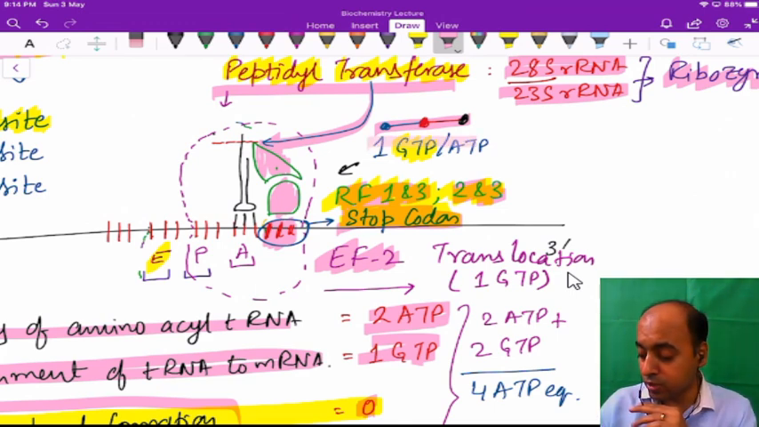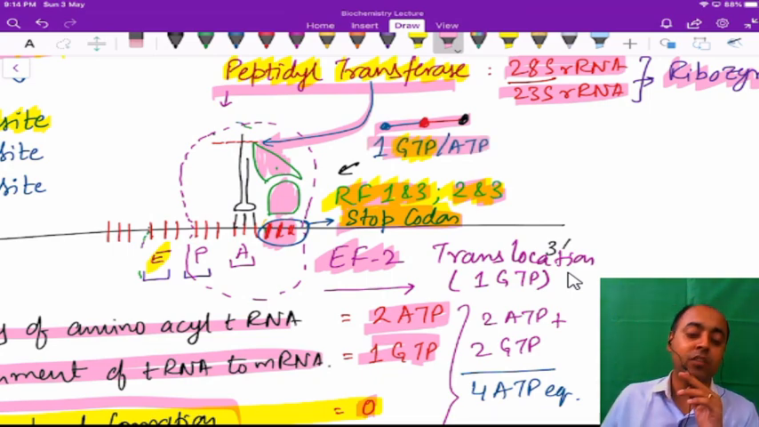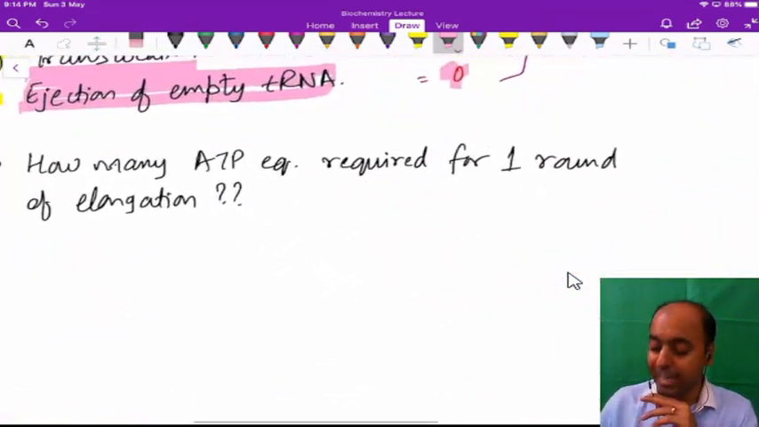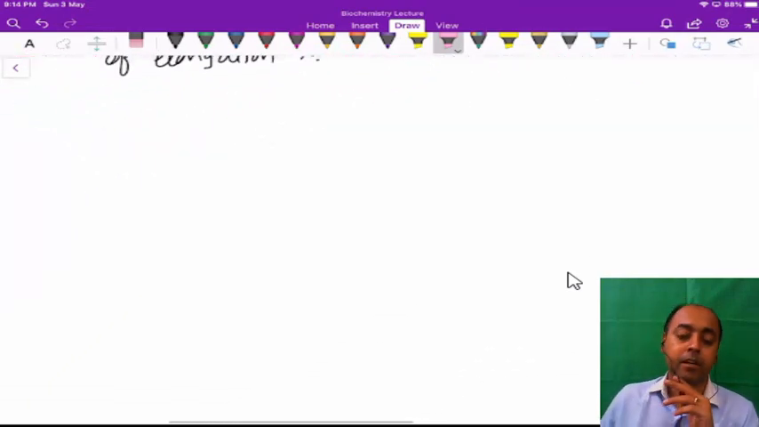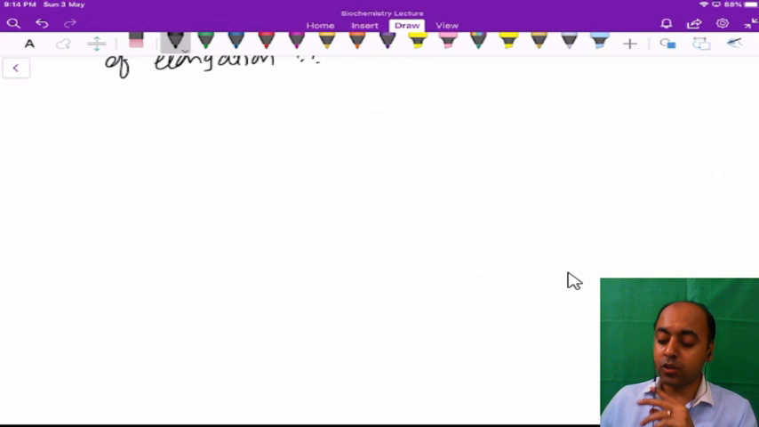Termination also requires 1 GTP preferably. If GTP is not there, then we can make use of ATP. So that was the translation. Any questions so far?